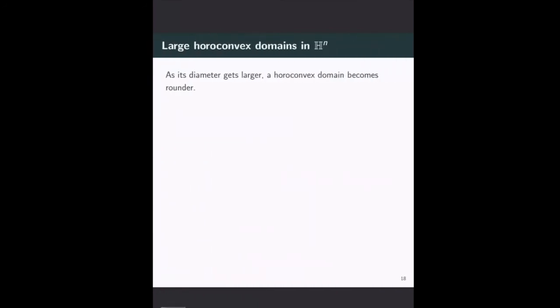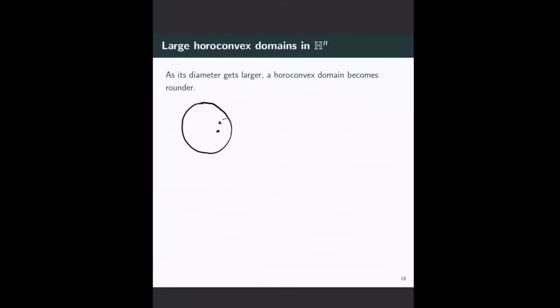Then I approximate horoconvex domains by balls. And what I mean is this. In H2 and also in Hn, it's a homogeneous space. And in H2, let's use some complex analysis. If you have any 2 points, you can do a Möbius transformation or Schwarz transformation. And here's how you do it.